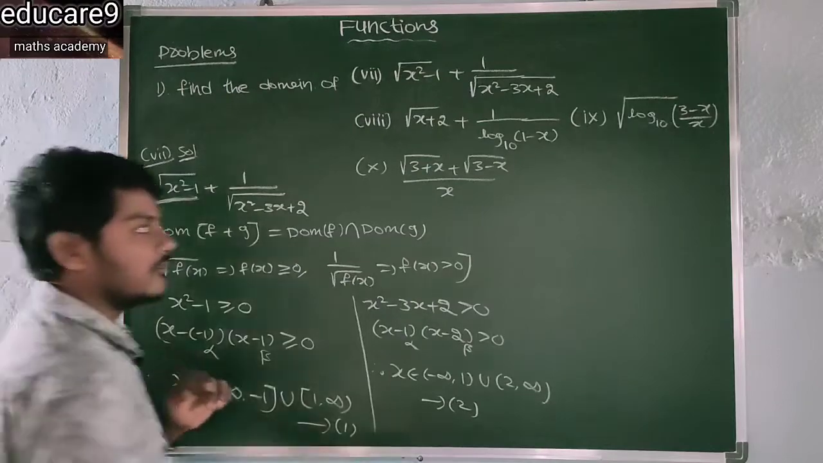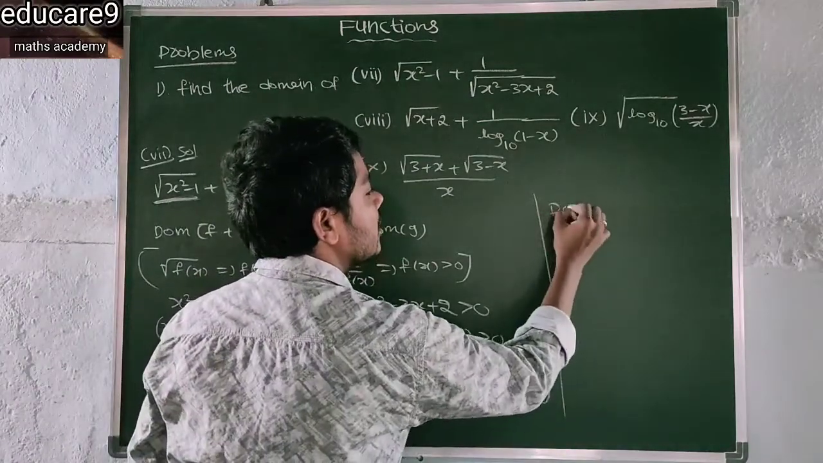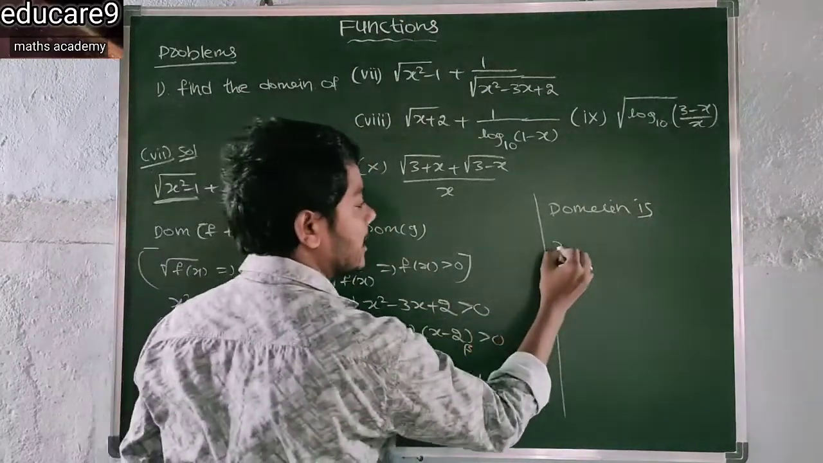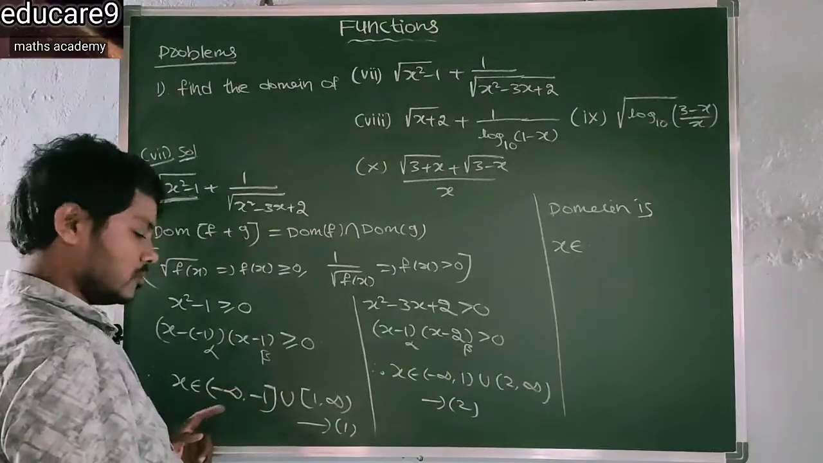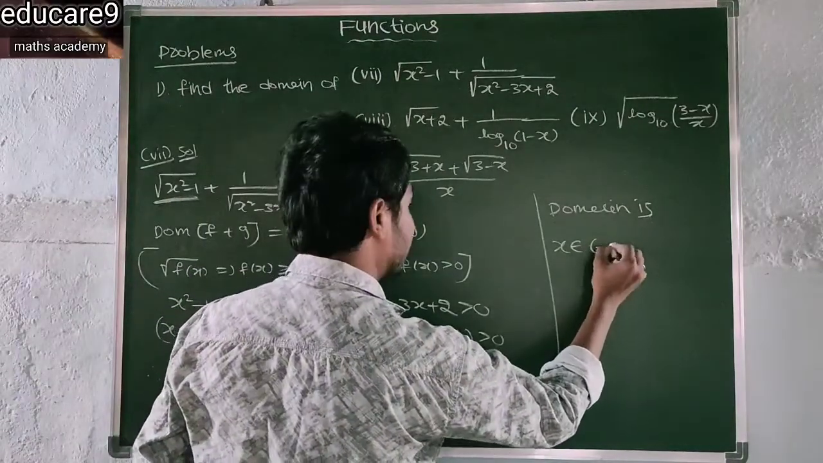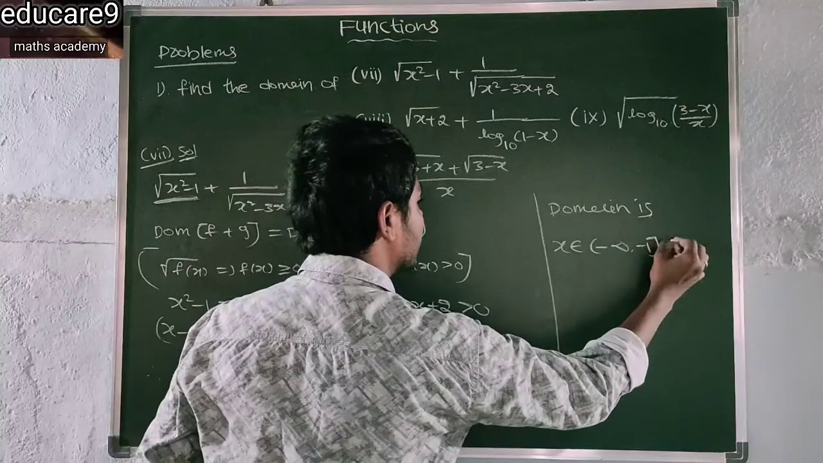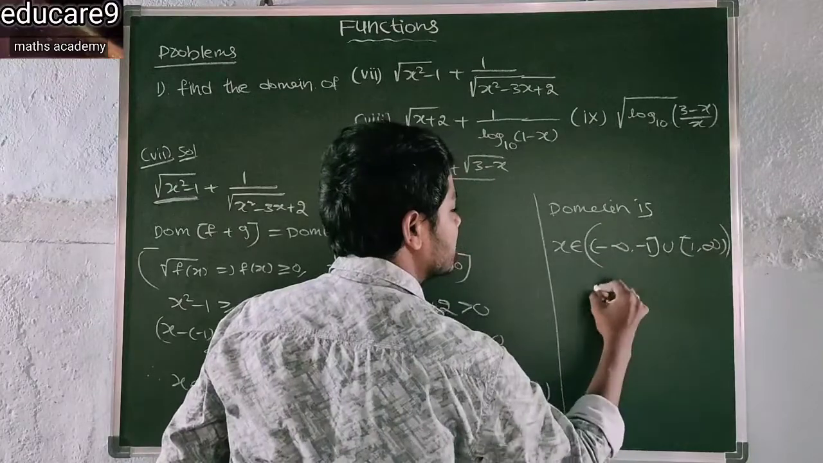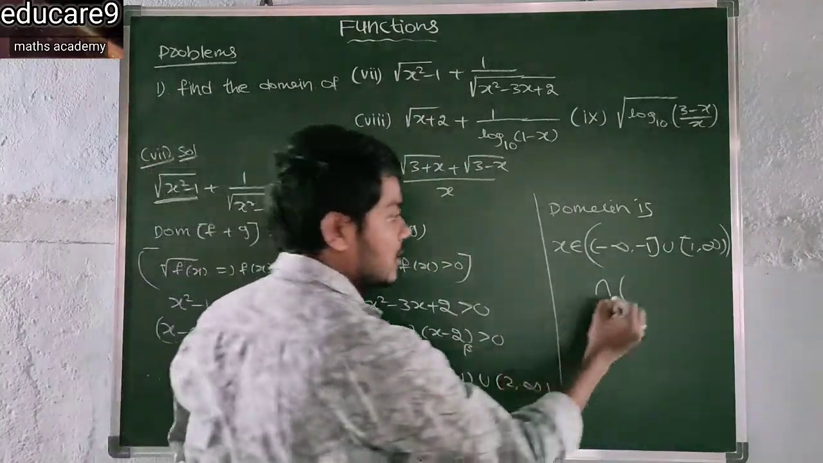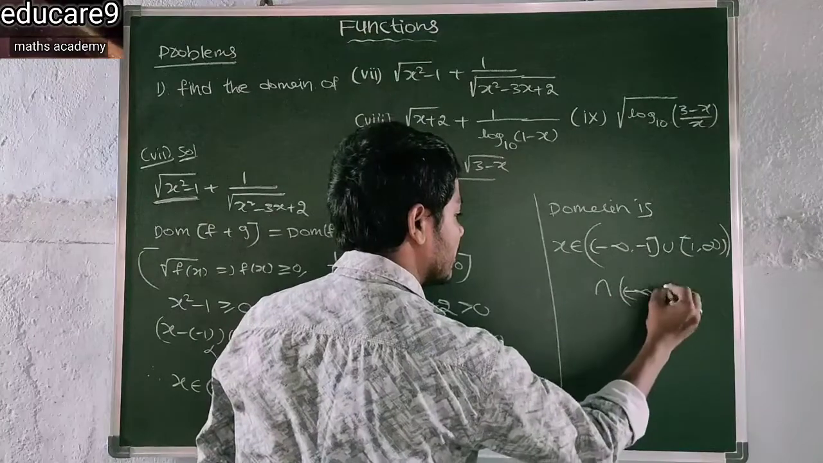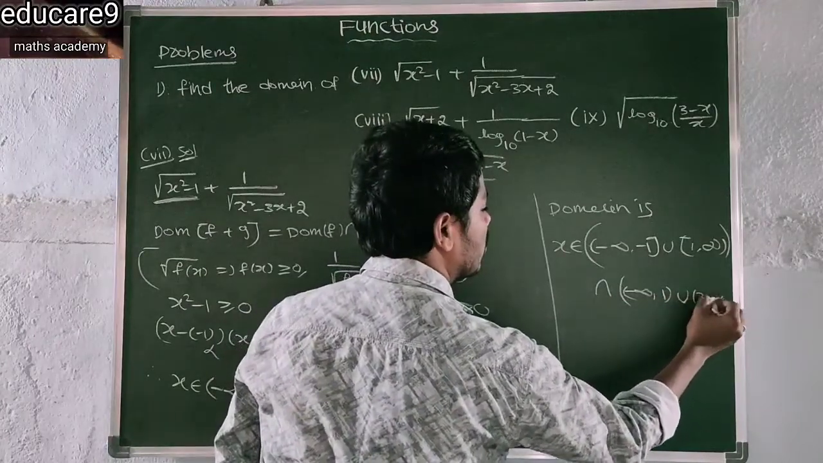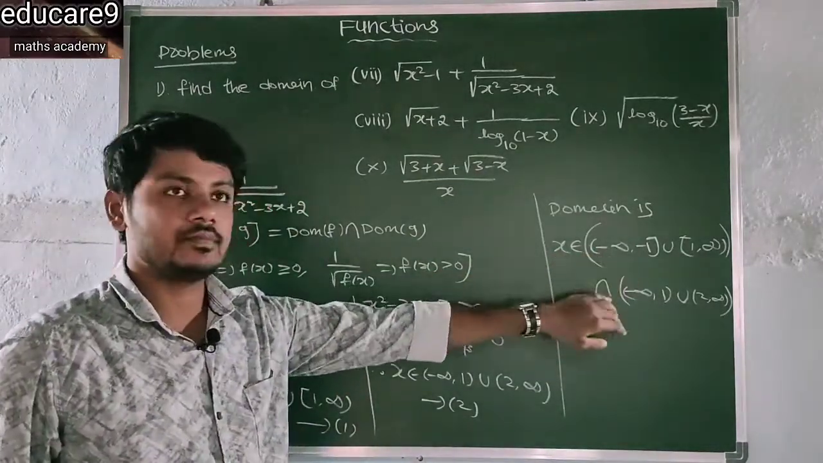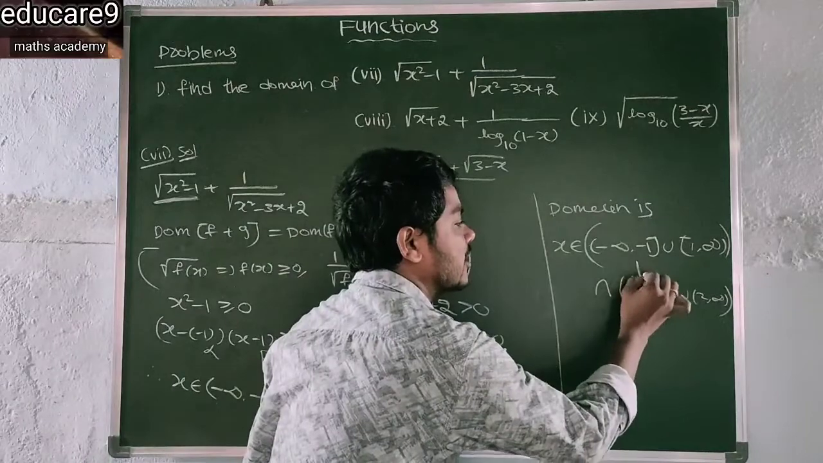Therefore the domain of the given function is x belongs to minus infinity comma minus 1 closed union 1 comma infinity, intersected with minus infinity comma 1 union 2 to infinity. Okay. So take the intersection of these two. So clearly what is the intersection part of these two?